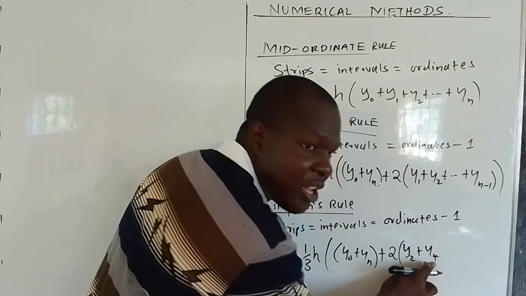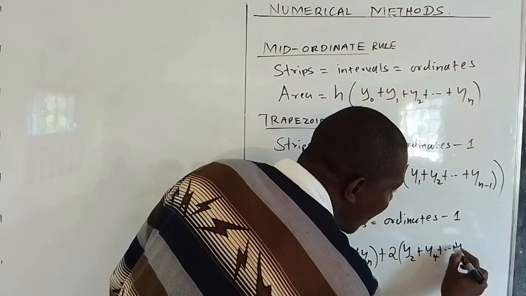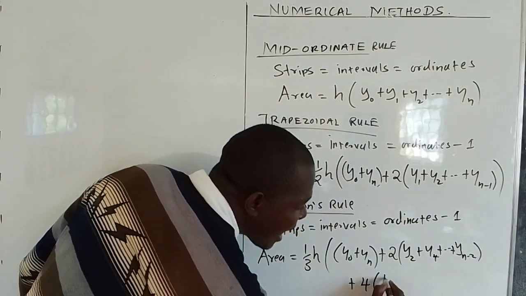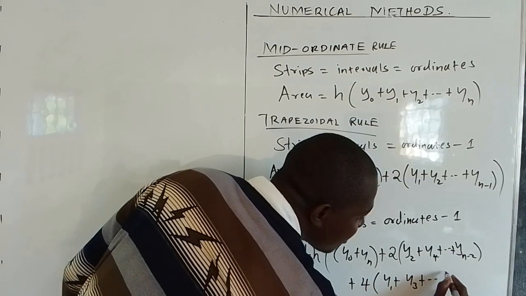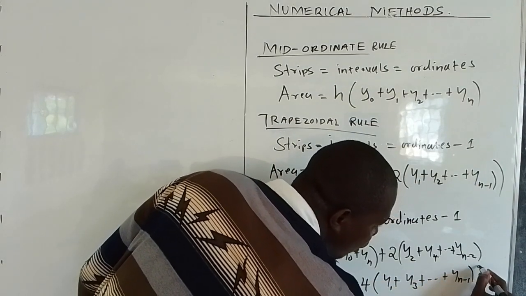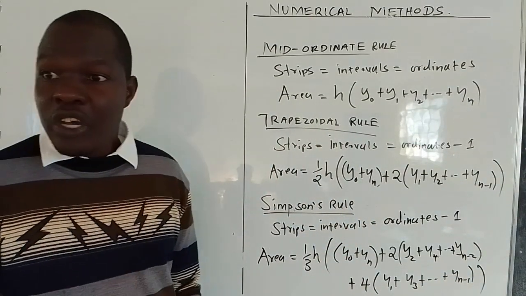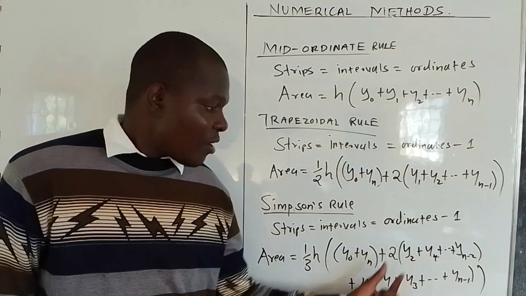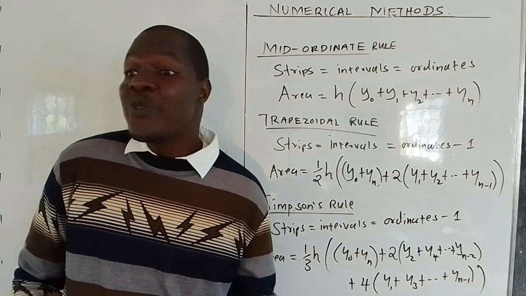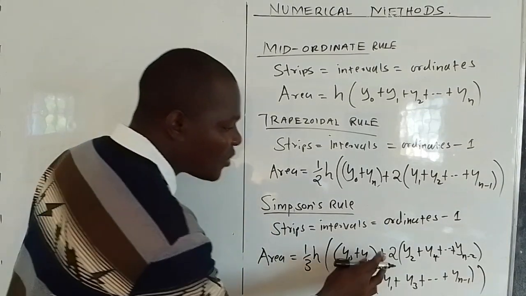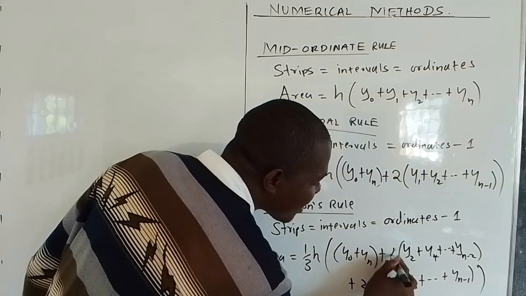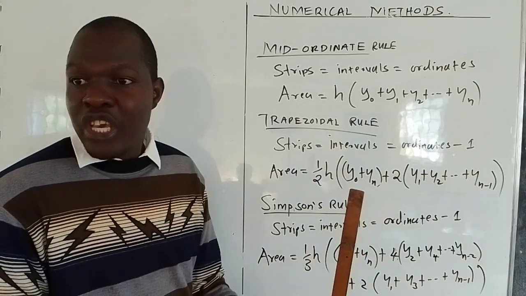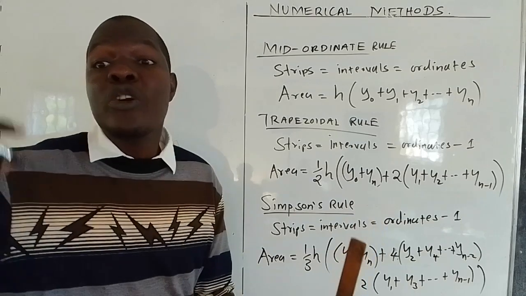y2 plus y4 is even, isn't it? Plus y n minus 2 is even. Then plus 4 times the sum of the odds: y1 plus y3 plus y n minus 1 is odd, isn't it? So the logic which will help you master this is: 2 times 2 is 4, 4 times 1 is 4. So 4 is balanced, and you will know how not to confuse the formula. But if you confuse it and say twice the odds and 4 times the evens, 4 times 2 is 8, 2 times 1 is 2. So it is not balancing at 4, and you see your formula is wrong.